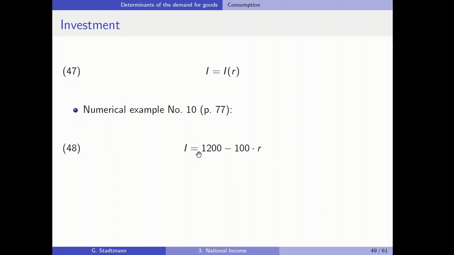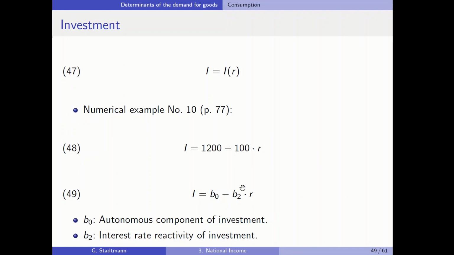We want to model this investment function in the same way, so that we have one autonomous component of investment, and then B2 is the interest rate reactivity of investment. It indicates by how much investment decreases in case that the interest rate increases by 1 unit. In case that the interest rate increases by 1 unit, then investment will decrease by 100 units. So B2 indicates by how much investment reacts in case that the real interest rate changes.